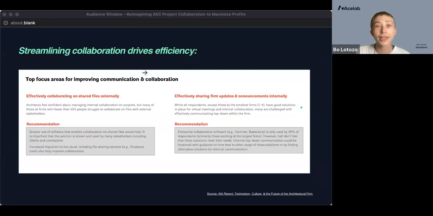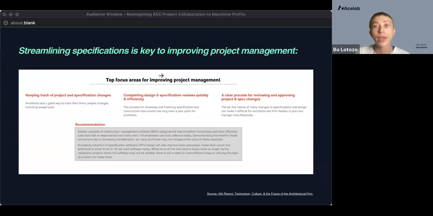So some ways to combat that include adapting technologies to enable things like easy collaboration and shared file resources, and also using technology to streamline your project management and your specification workflows to help you stay on top of unplanned changes and help your projects stay on budget, which overall will impact your firm's profitability.